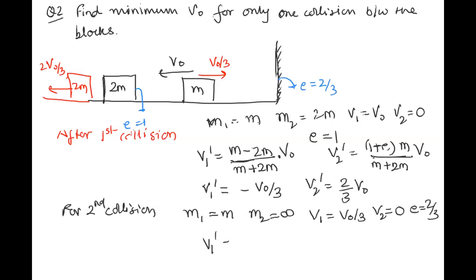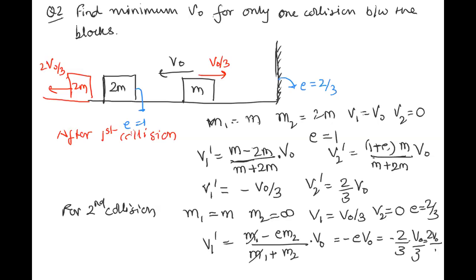Here I need only v1 prime; I don't need v2 prime, as the wall's velocity doesn't matter. V1 prime will be equal to (m1 minus e m2) upon (m1 plus m2). So m1 has no role, and this is basically minus e v0, which is equal to minus 2 by 3 into v0 by 3, which is equal to 2 v1 by 3.